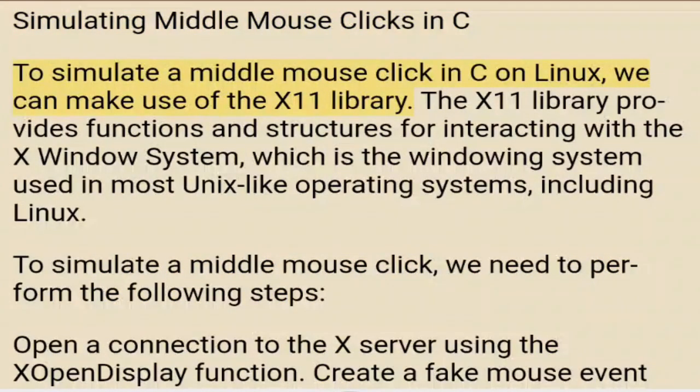To simulate a middle mouse click in C on Linux, we can make use of the X11 library. The X11 library provides functions and structures for interacting with the X window system, which is the windowing system used in most Unix-like operating systems, including Linux. To simulate a middle mouse click, we need to perform the following steps. Open a connection to the X server using the XOpenDisplay function.